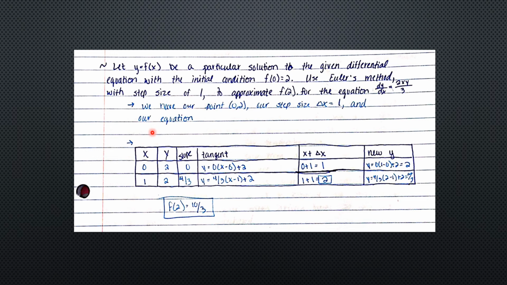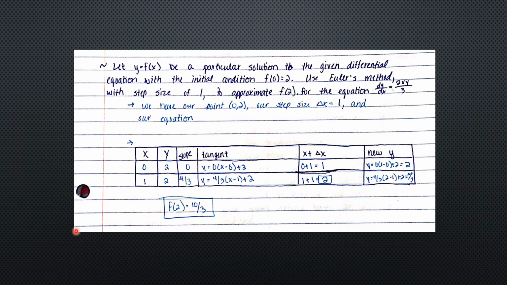The table that we have has a column for x values, y values, slope values, tangent values, new x values, and new y values. To get started, we need to plug in our original x that we were given in the problem, 0, and our original y that we were given in the problem, 2. To find the slope, we need to plug these 2 points into our differential equation. When we do this, we get 2 times 0 times 2 over 3, which is 0 over 3, which gives us a slope of 0.